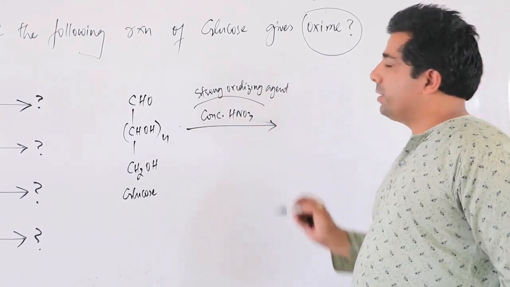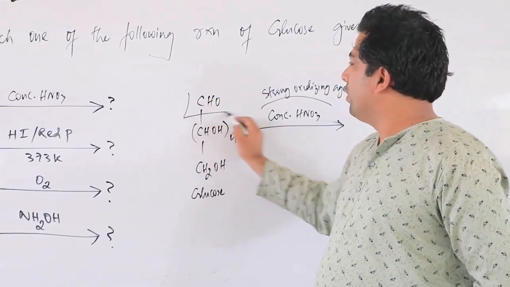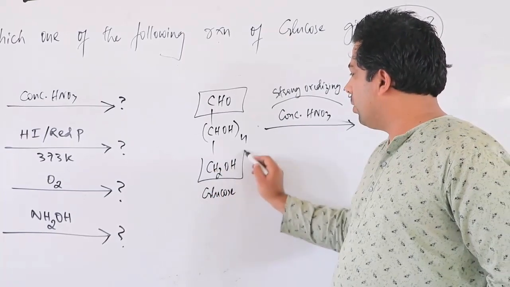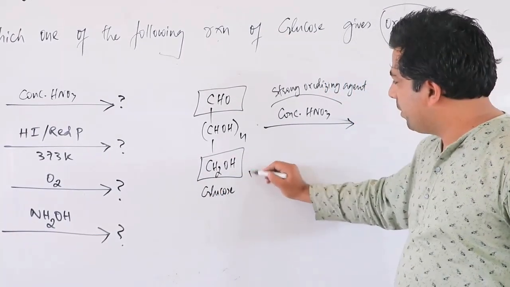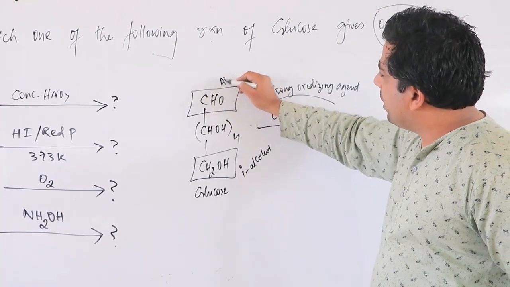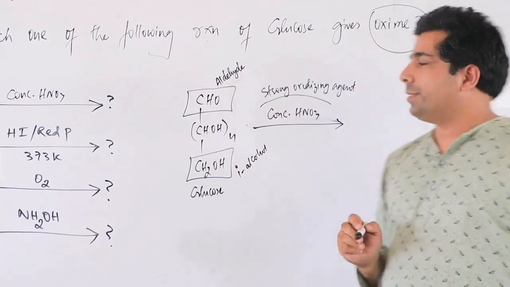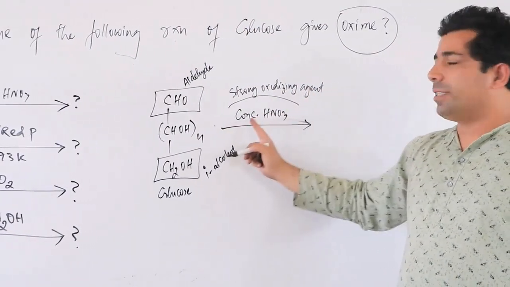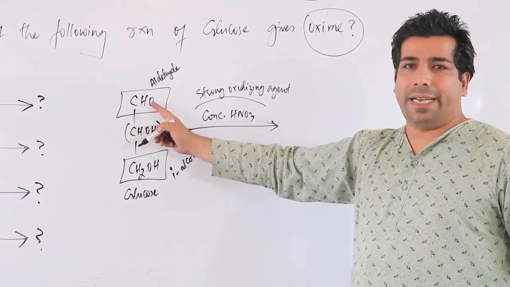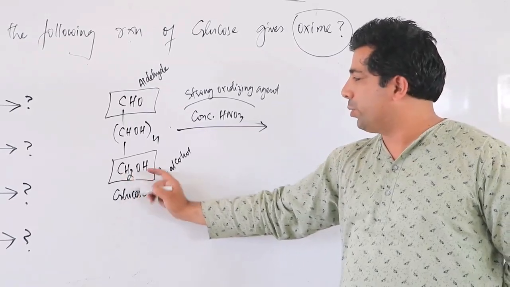When it's a strong oxidizing agent, it will oxidize two groups here. One is the aldehyde and the other is the primary alcohol. So two parts will be oxidized here: the primary alcohol and the aldehyde. My dear friends, a strong oxidizing agent, concentrated nitric acid, will oxidize the aldehyde group of glucose as well as the primary alcohol. This is the primary alcohol, CH2OH.